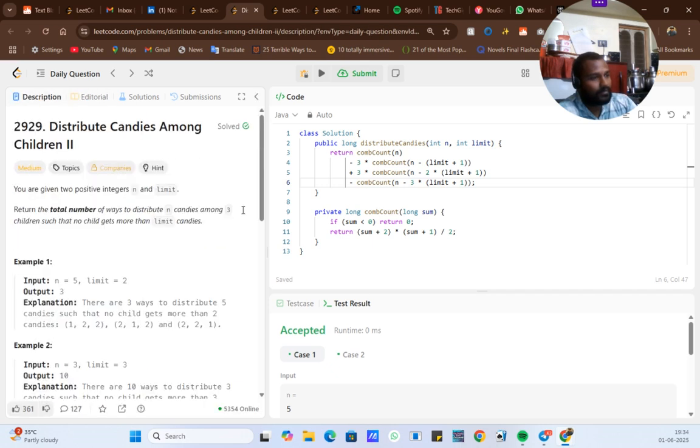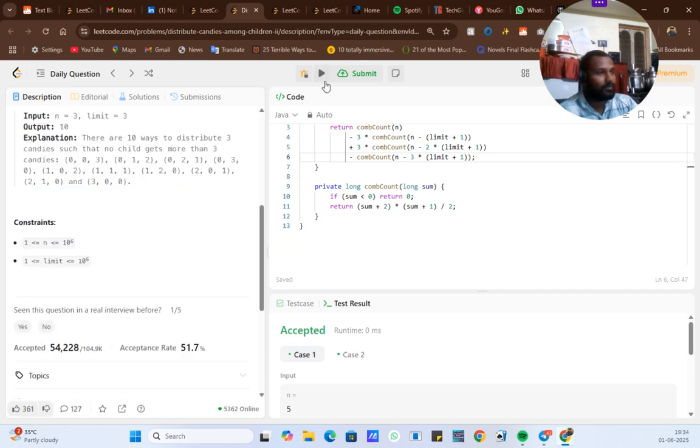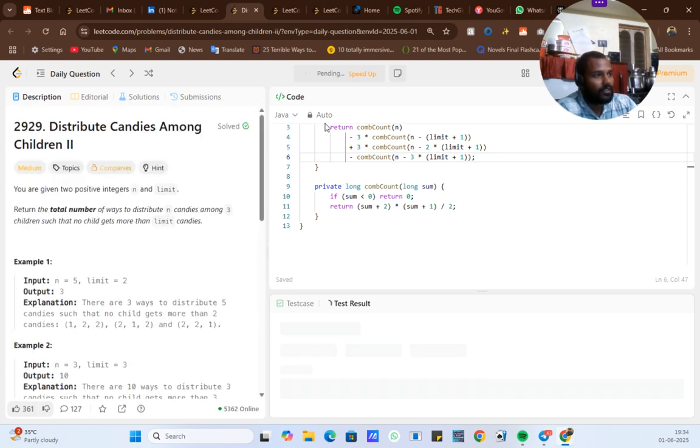So let's run this problem. It is executing, and you can solve with any approach.